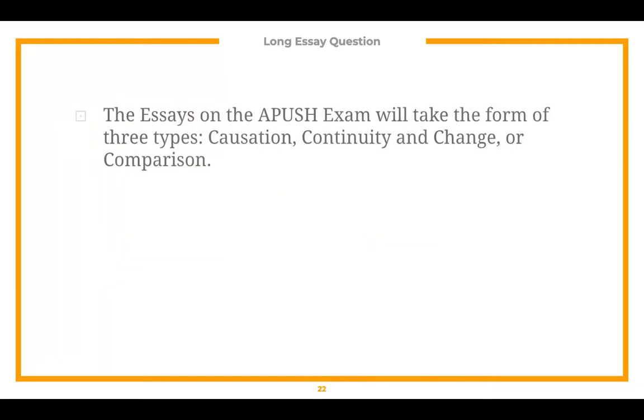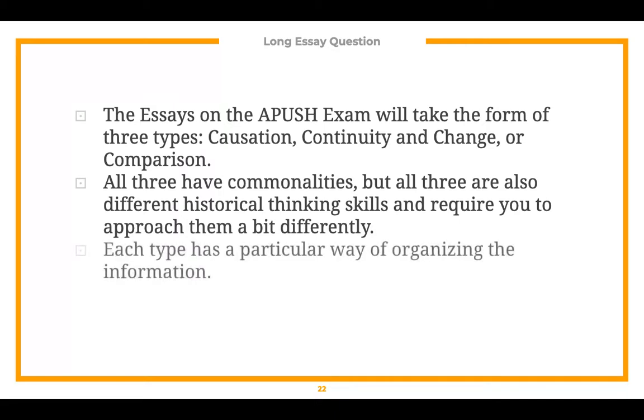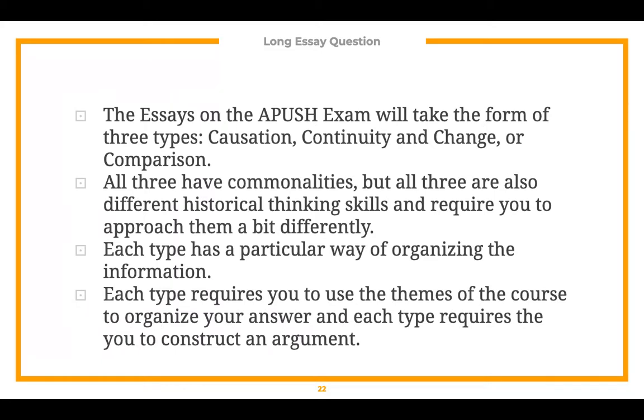On the AP exam, it's going to ask you either a causation, a continuity and change, or a comparison question. If that's confusing to you, please go back to the reasoning processes video and watch that again to refresh your memory on those 3 reasoning skills. They all have commonalities, but they're all different historical thinking skills. Each type has a particular way of organizing information. So again, go back to that other video and refresh your memory.